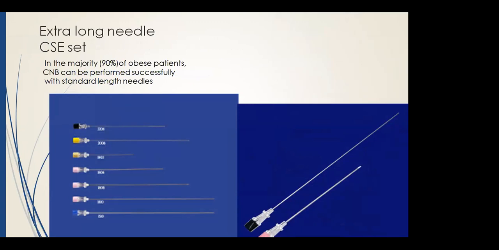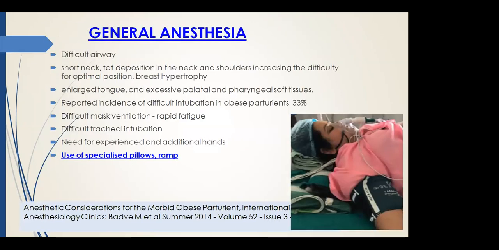However, literature has mentioned that in 90% of obese patients, standard length needles are successful, and they are easier to manipulate and provide better control. Hence, they have recommended that it is better to start with the standard length needle and switch to a longer needle only if needed. It is required mostly in excessively morbid obese patients with BMI of more than 45.